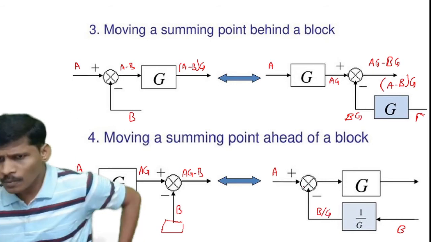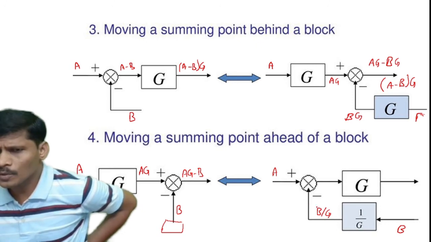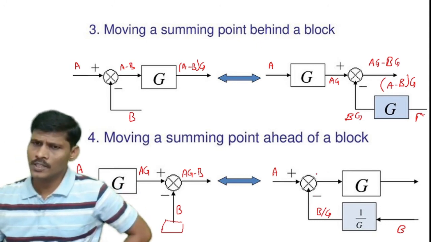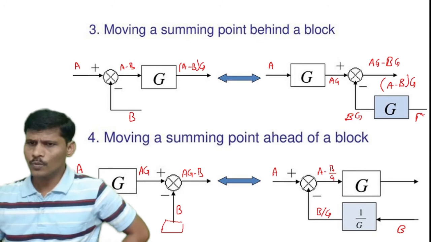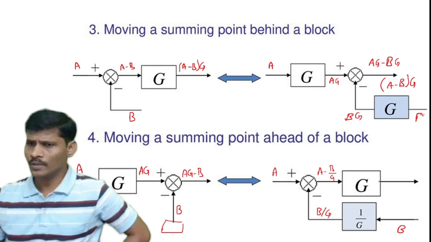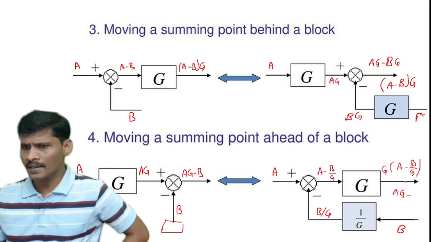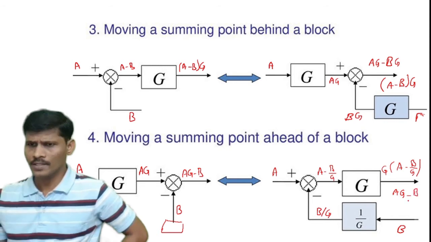And what are the summing point's inputs? One input is A and another input is B by G. Now here the negative sign is there. The output of the summing point is A minus B by G. So this signal is passing into this block, and we get the output of this block as G into (A minus B by G). Multiplying G into the bracket term, we get AG minus, in the second term numerator and denominator G is cancelled, we get only B. Therefore the output of the block is AG minus B.